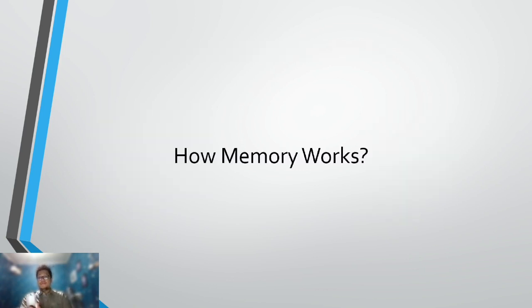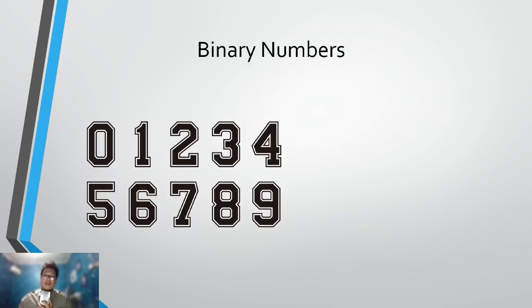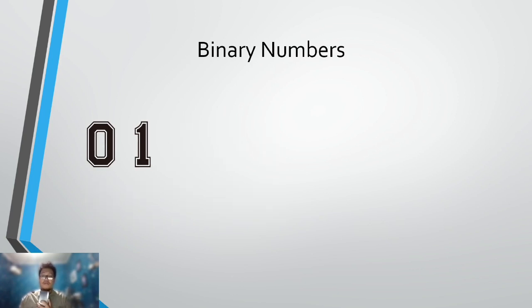Next, let's talk about how memory works. However, before going deeper into that discussion, it's essential to familiarize ourselves with what binary numbers are. Binary numbers are a fundamental concept in computer science and digital electronics. Unlike our everyday decimal numbering system, which uses 10 digits from 0 to 9, the binary system employs only two digits, 0 and 1.